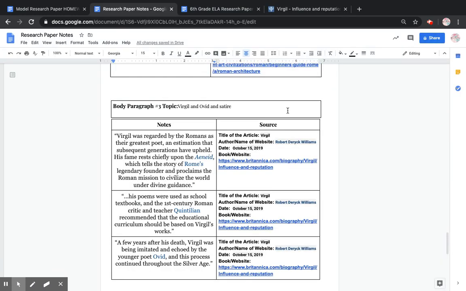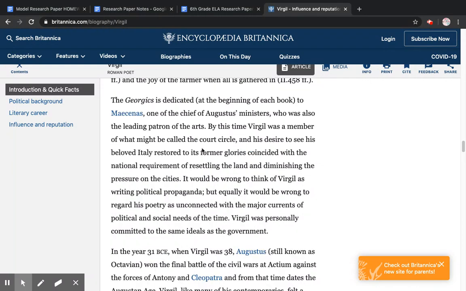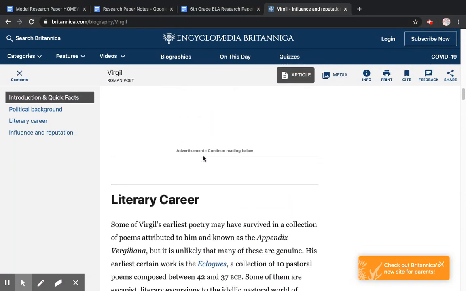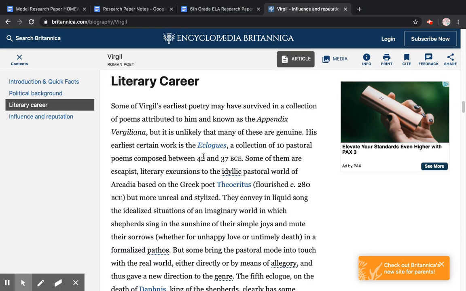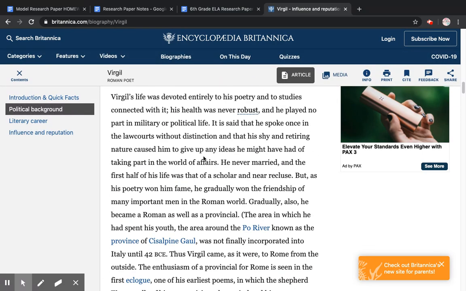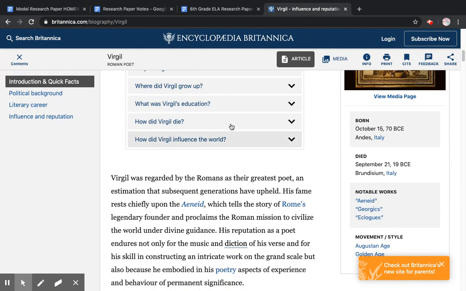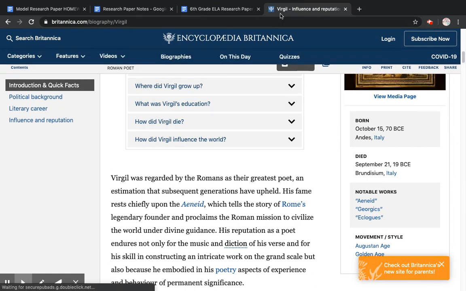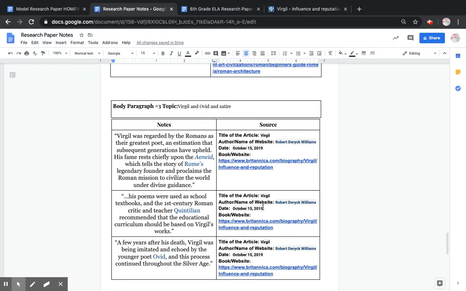Okay, guys, so with that last article, that one was a really good one. I really liked all of the information that they had on Virgil. I got some good examples of what Virgil did, who he was, how he was regarded by other Romans. That's all really interesting information that I put into my research paper notes. So I did that there.